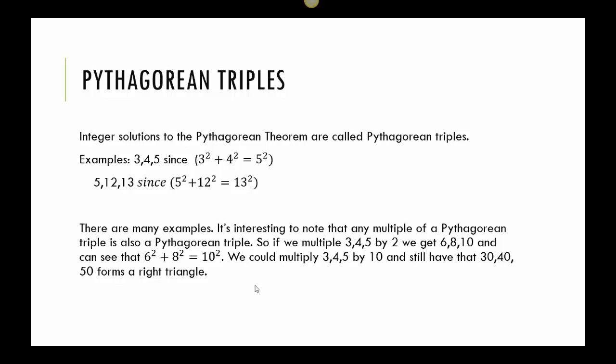So examples, easy: 3, 4, 5. 3 squared plus 4 squared is 5 squared. 3 squared is 9, 4 squared is 16. 9 and 16 becomes 25.